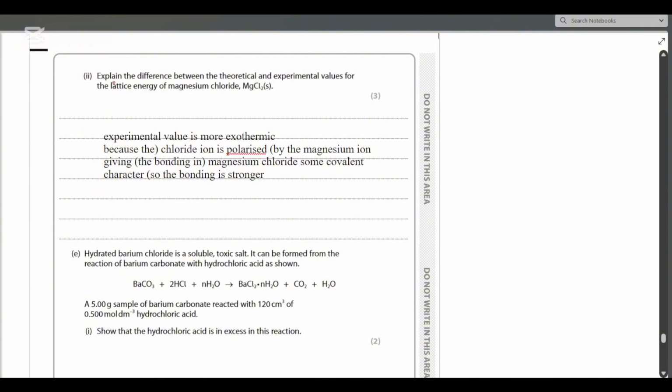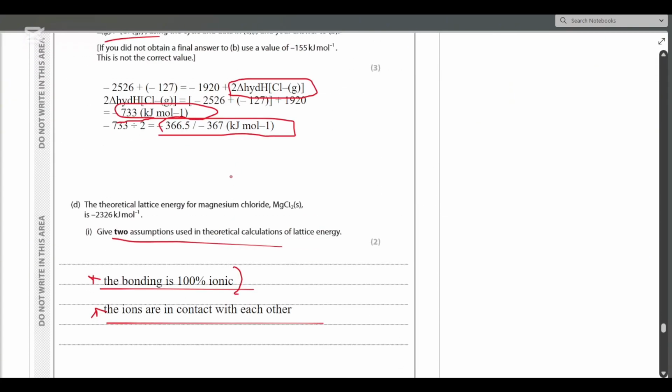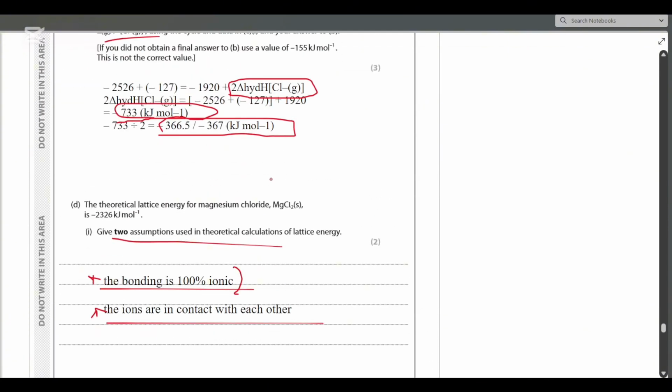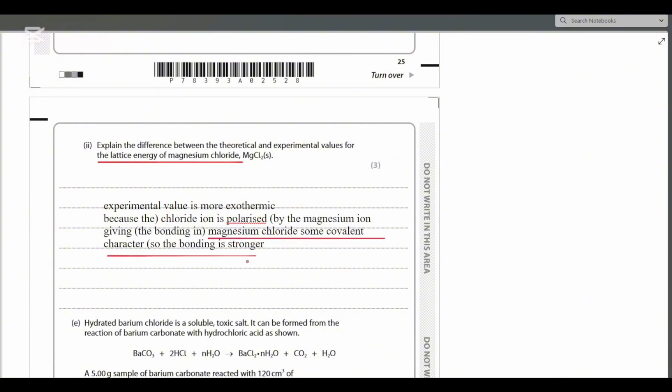Okay, the next one: explain the difference between theoretical and experimental values for the lattice energy of magnesium chloride. Fine. The experimental value which we have calculated was more exothermic, right? Because it was negative, as you can see very clearly. So why was that the case? Because the chloride ion got polarized by the magnesium ion. This gave the bonding in magnesium chloride some covalent character. Hence, this made the bonding much stronger. So the covalency increased the strength of the bonding overall.